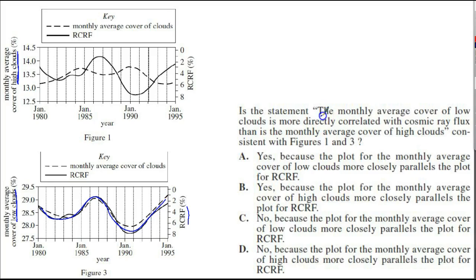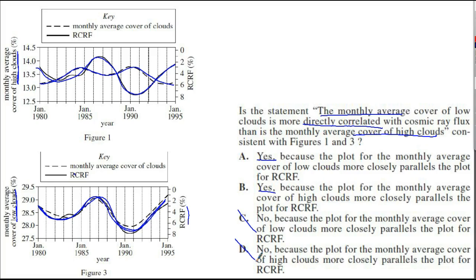So we're looking at the monthly averages. Is it more directly correlated than the average cover of high clouds? And I think the answer is yes, right? The answer is yes, because obviously the low clouds and RCRF are way more correlated than this one. We got this that goes up and down, and these are totally opposite, right? These are totally opposites. And so we can get rid of ours because we know that that is definitely more directly correlated.